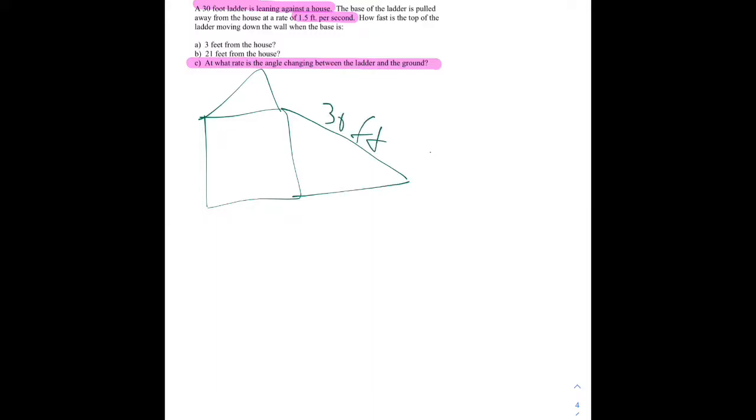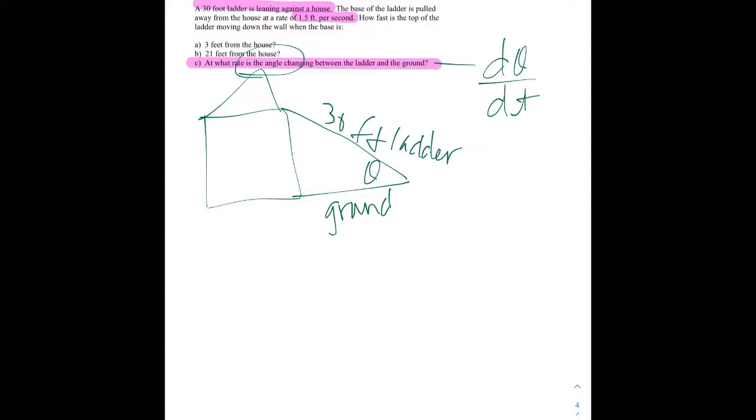This problem is different. They want to know at what rate the angle is changing between the ladder. So here's the ladder, here's the ground, so this is the angle theta that they want to know. They want to know what is d theta dt. That's what this is asking.